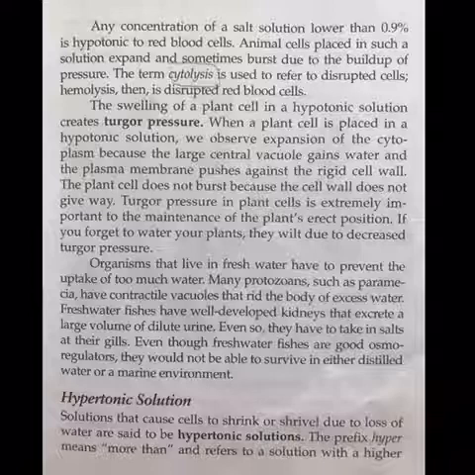Hemolysis, then, is disrupted red blood cells. The swelling of a plant cell in a hypotonic solution creates turgor pressure. When a plant cell is placed in a hypotonic solution, we observe expansion of the cytoplasm because the large central vacuole gains water and the plasma membrane pushes against the rigid cell wall. The plant cell does not burst because the cell wall does not give way.